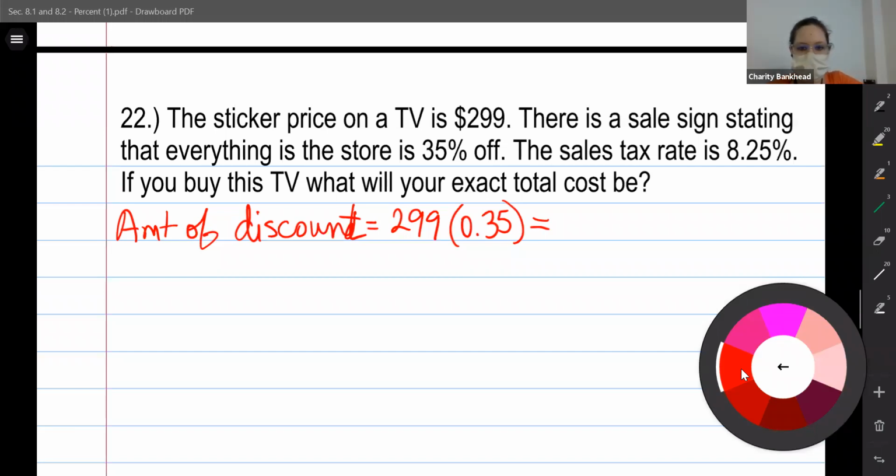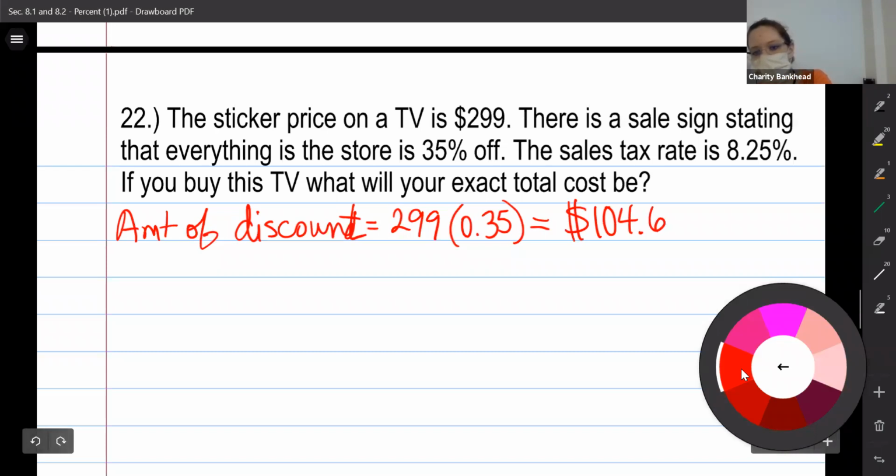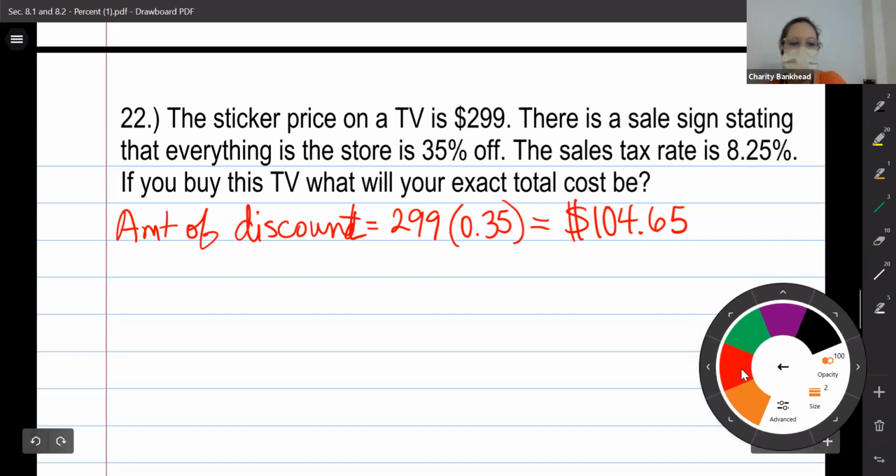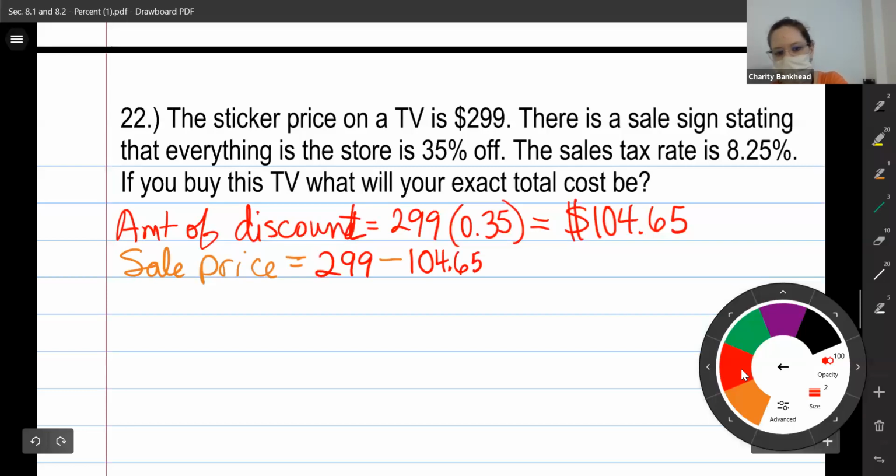So that's 104.65 is the amount of the discount. All right, so then next we could calculate the sale price, which would equal $299 minus the amount of the discount, which is 104.65. So that'd be 194.35.